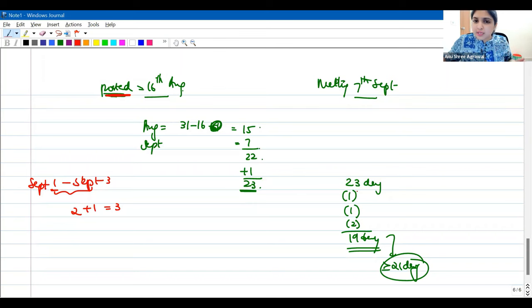Now, from this 23 days, I will subtract 2 days for post. I will subtract 2 days, date of service, date of meeting. In between balance, it should be 21 days. Balance, I have only 19 days, not 21 days. Hence, what will our answer be? Meeting invalid.